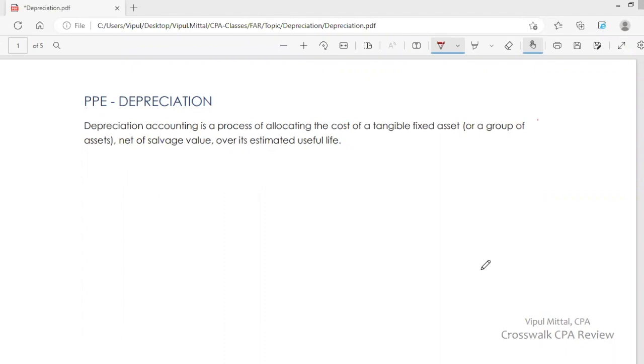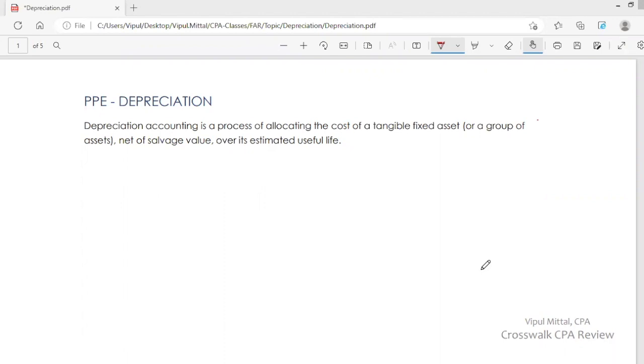In this session I will discuss which method you should use to calculate depreciation. So you have various methods of calculating depreciation. You can use straight line method, declining balance method, sum of the years digit method, units of production method. You have various methods, but which method will you use to calculate depreciation?